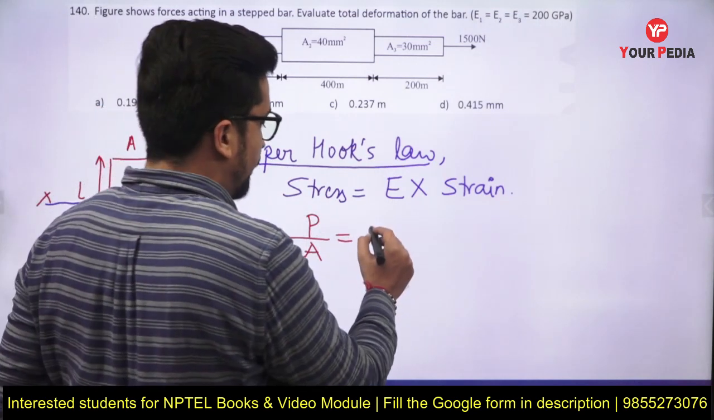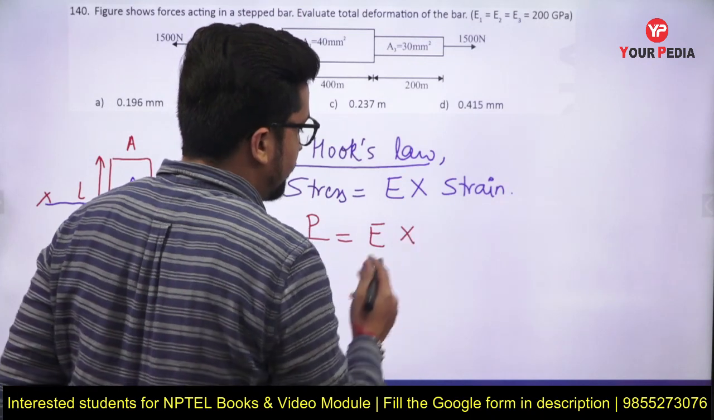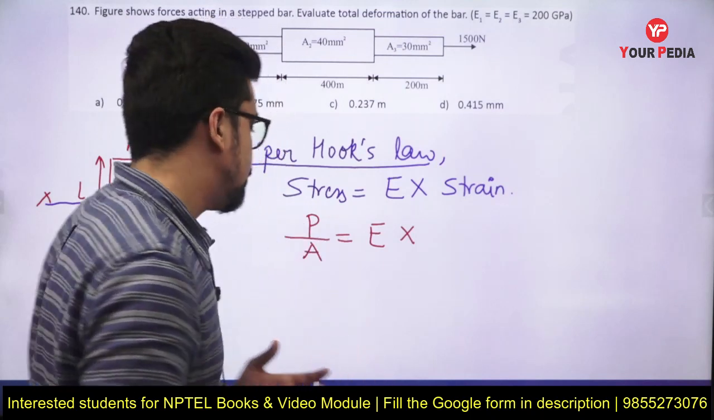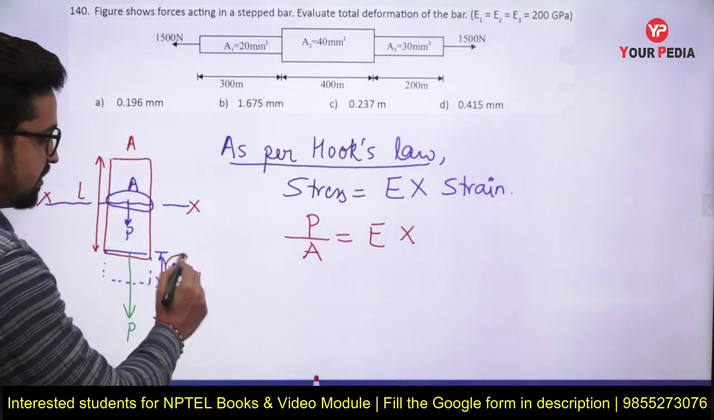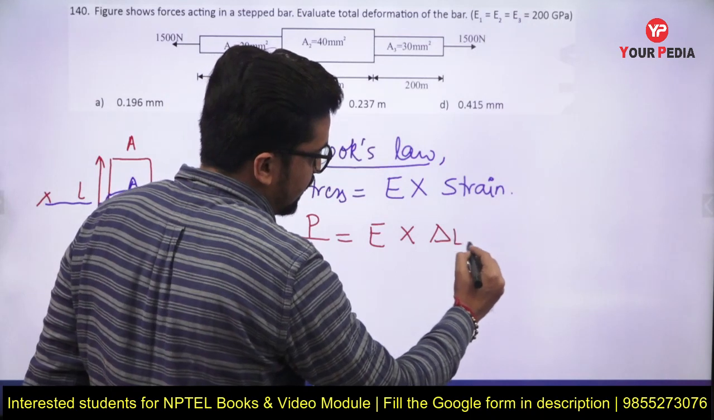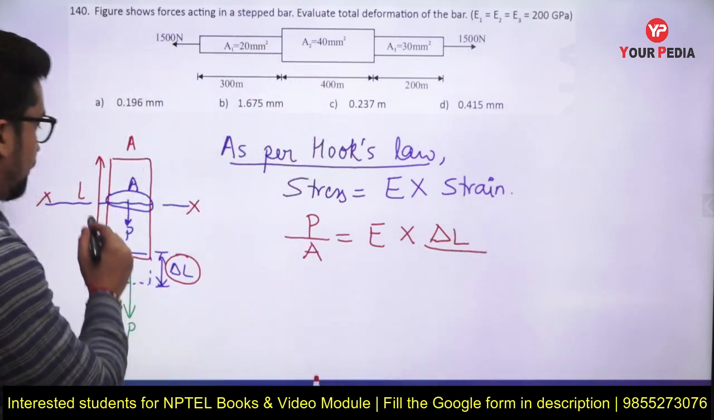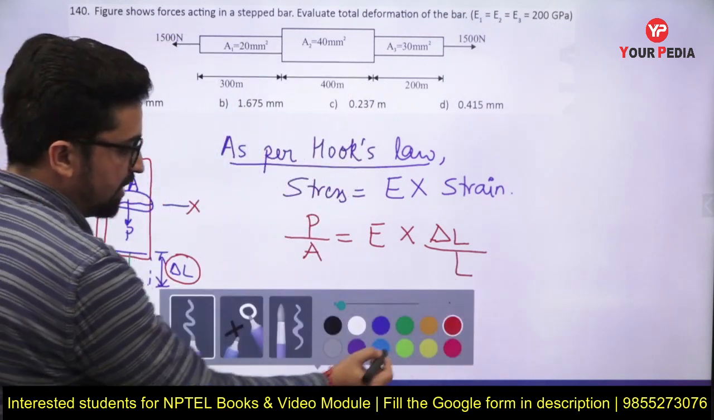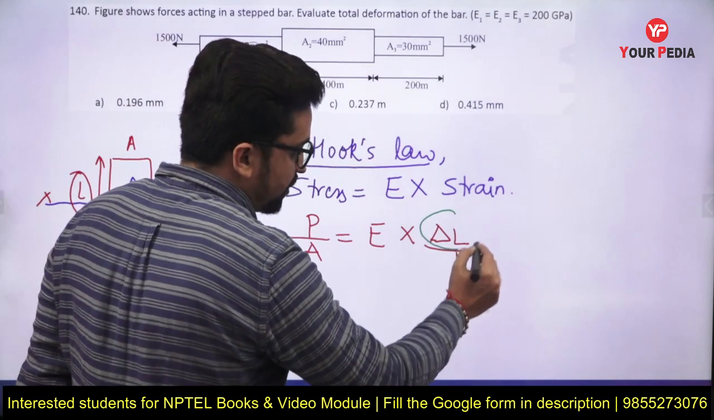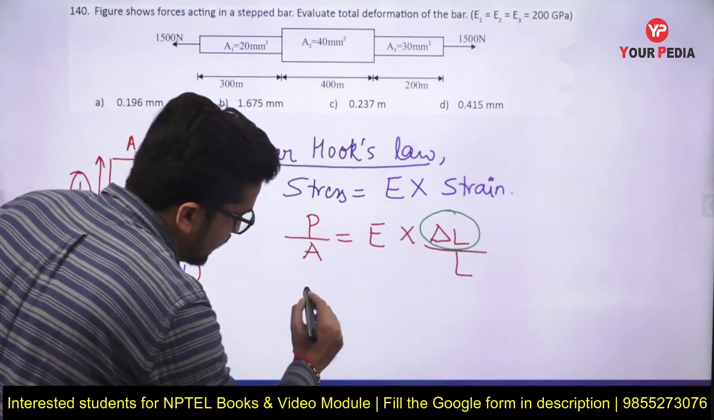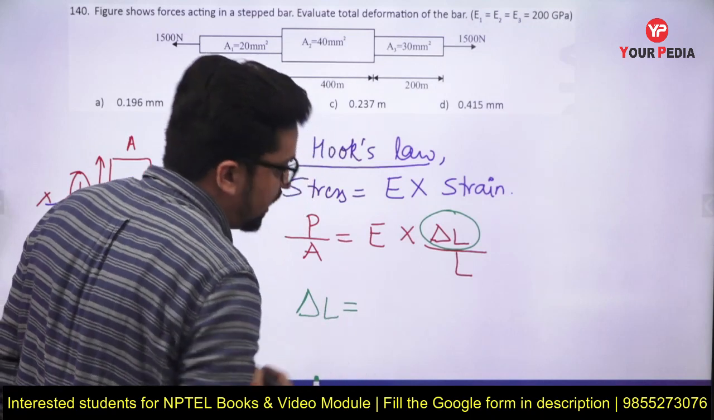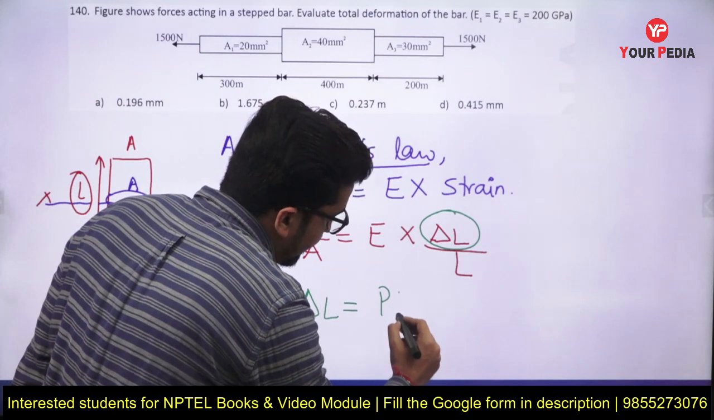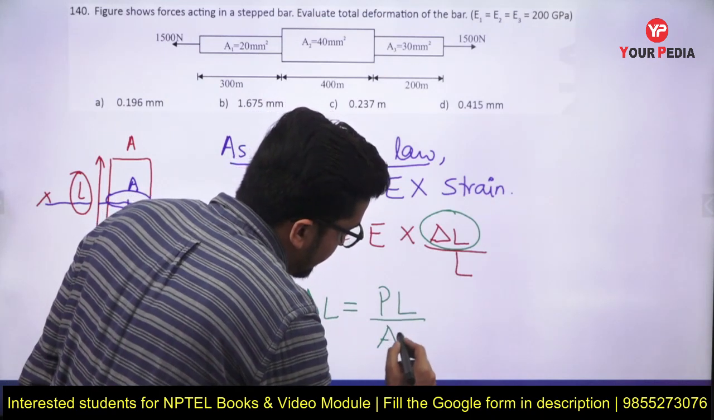of elasticity, so E remains as E, and strain, we know that strain is change in length or deformation upon original length. So change in length we have assumed as delta L, so it will be delta L divided by, and original length of the bar was capital L, so this will be capital L. From this you can easily find out the deformation or the change in length. So basically delta L will be the deformation in this bar under the axial load P, so that will be equal to P into L divided by AE.